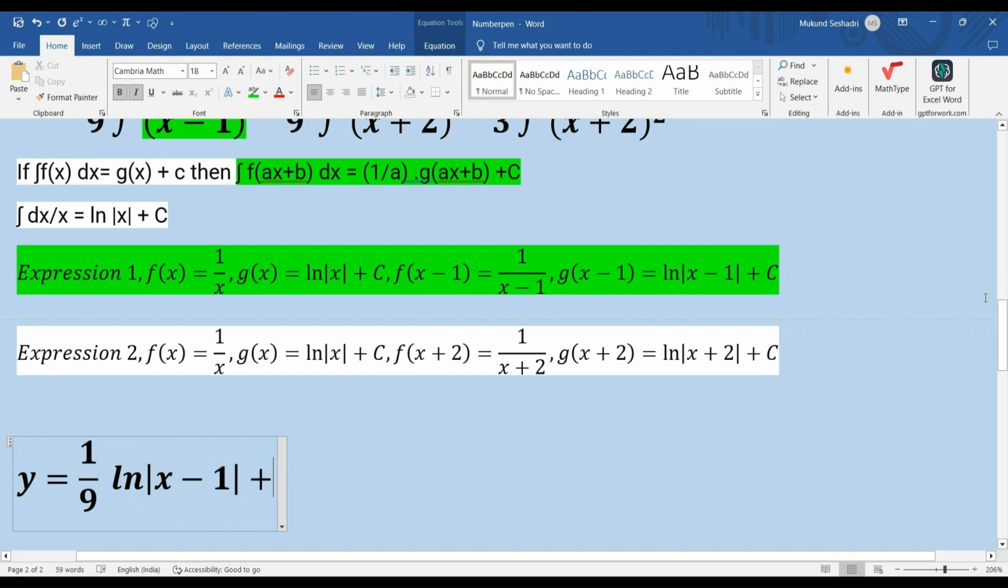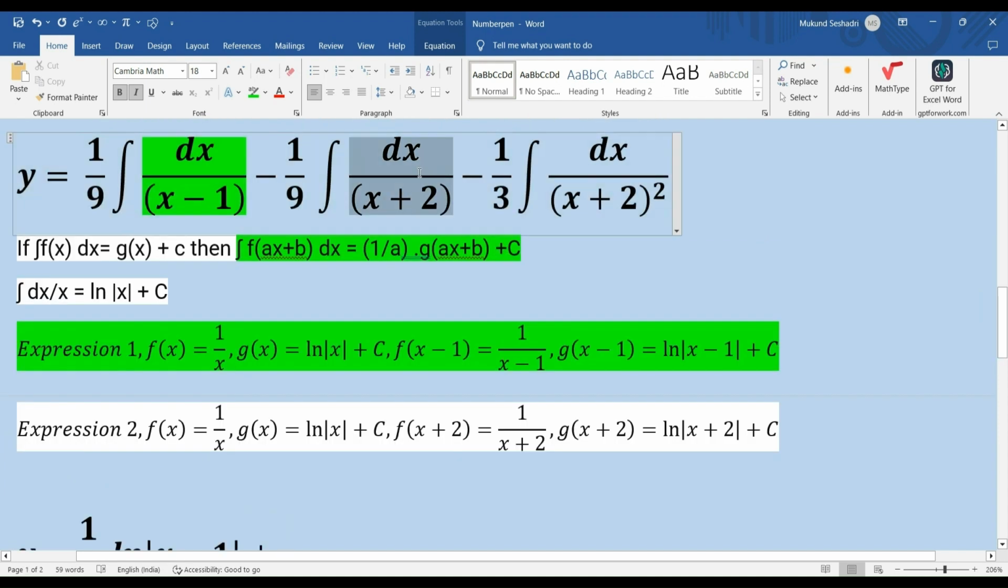And now we come to the second expression, and let me highlight it using a different color. Integral of dx by x plus 2. Let me use a yellow color.